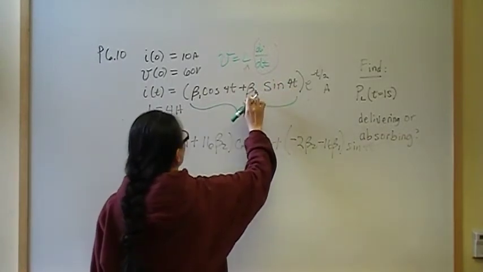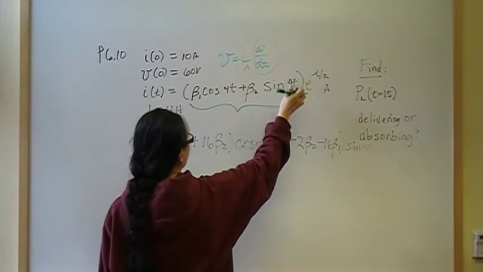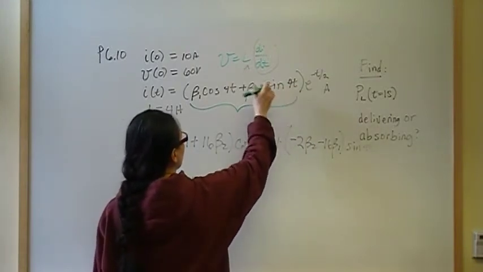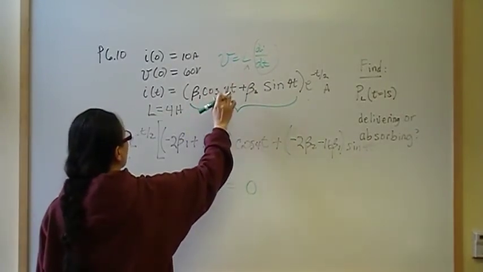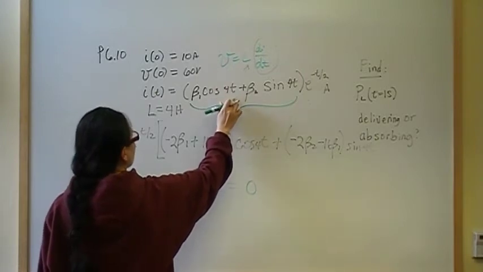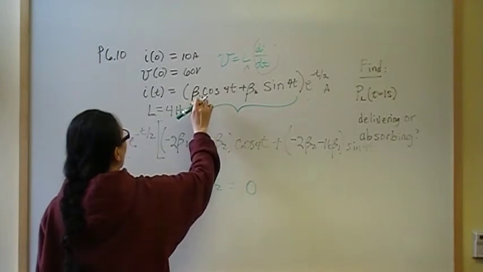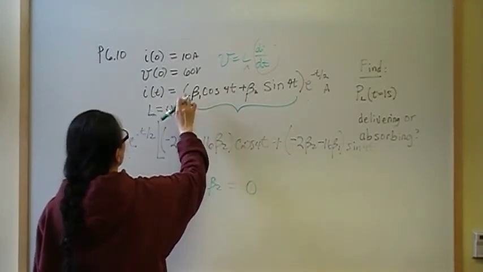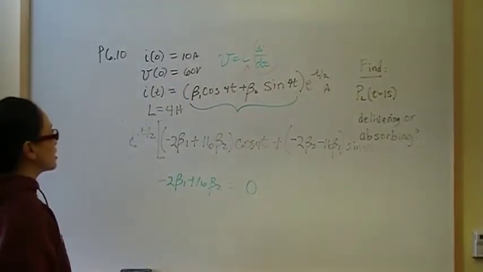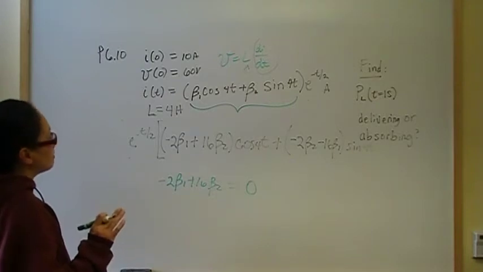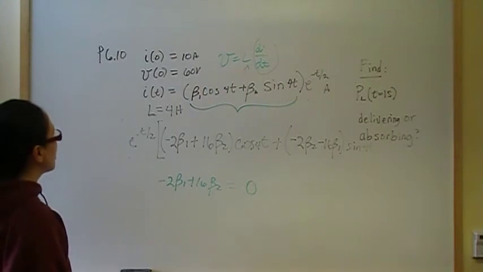Over here, when you put beta 2 sine of 4 times 0, sine of 0 is 0, so that term goes away. And here, when we have beta 1 times cosine of 4 times 0, 4 times 0 is 0, cosine of 0 is 1, so all we're left with is beta 1. And since I of 0 is beta 1, then beta 1 must be 10. So all I did was go through and put a 0 wherever there was a t, and everything just went away, and I'm left with beta 1 is equal to 10.